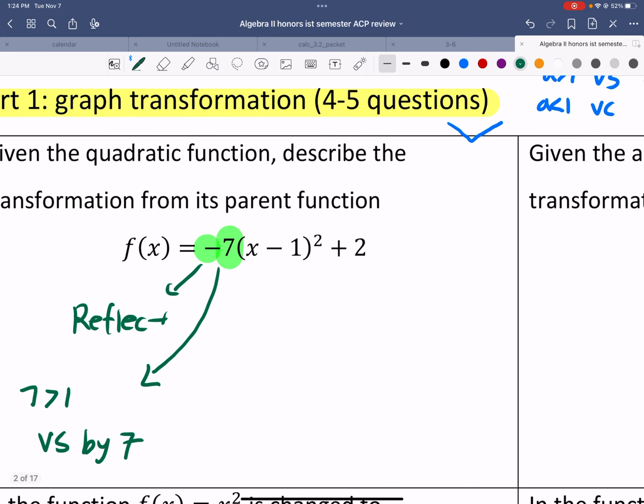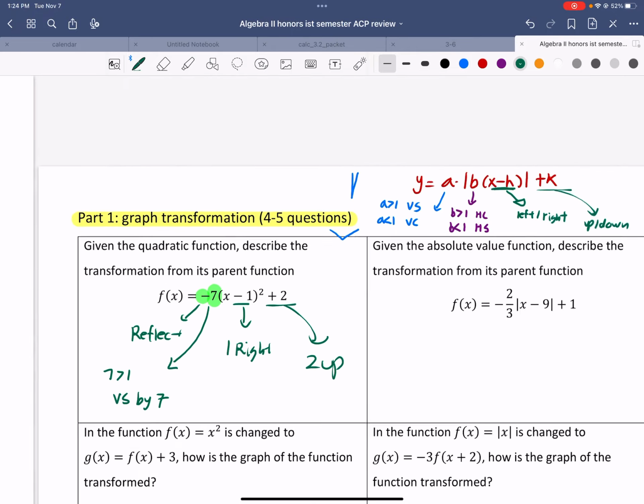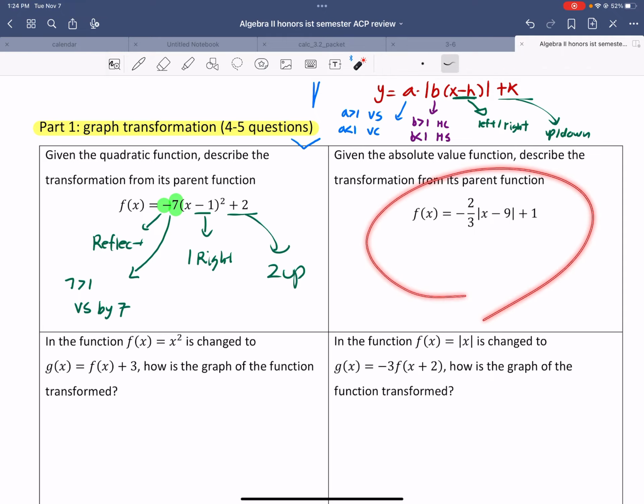This question does not have a horizontal shift, so I will just go straight because there's no number in front of x inside the parentheses. So there's no horizontal stretch or compress. Minus 1 will move 1 to the right, and plus 2 will move 2 up. That's it. So try this question by yourself.